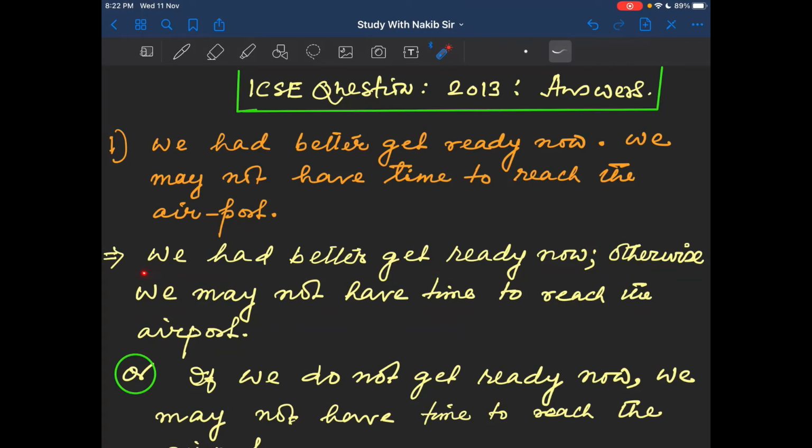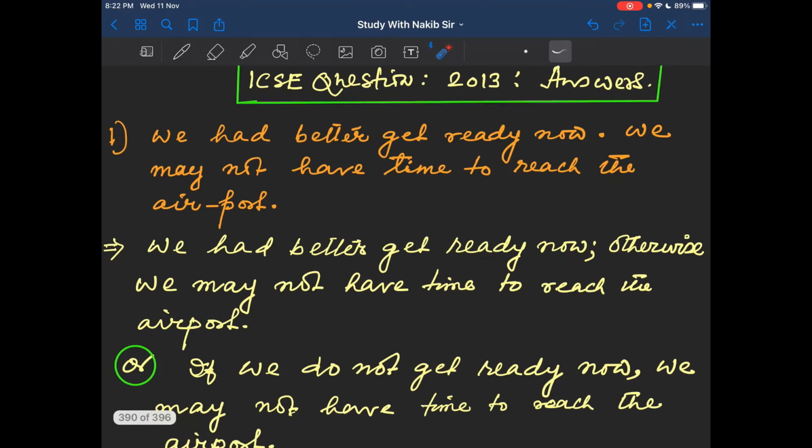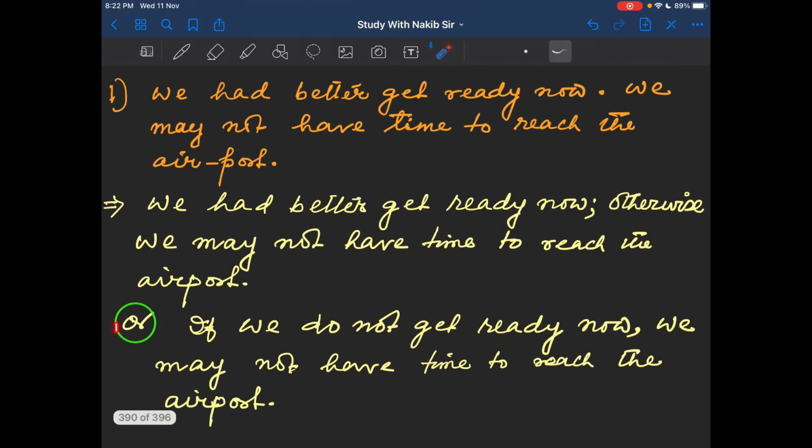You may do this way. We had better get ready now; otherwise, we may not have time to reach the airport. You may write this way, you may join this way, or this way. If we do not get ready now, condition. If we do not get ready now, we may not have time to reach the airport. These two ways, you can combine these two sentences.